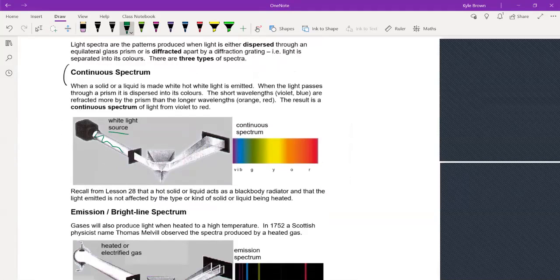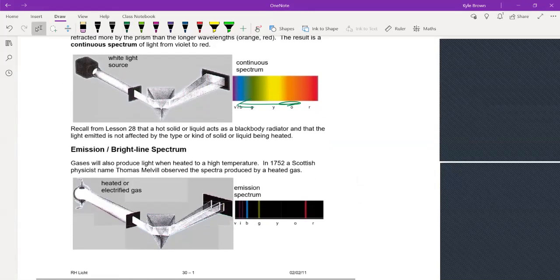If you shine that through a slit to get a beam of light coming through this prism, and then you bend it, like we've talked about in the other units, you'd end up with this color spectrum on this side. That's called a continuous spectrum because the light is continuous from one side to the other.